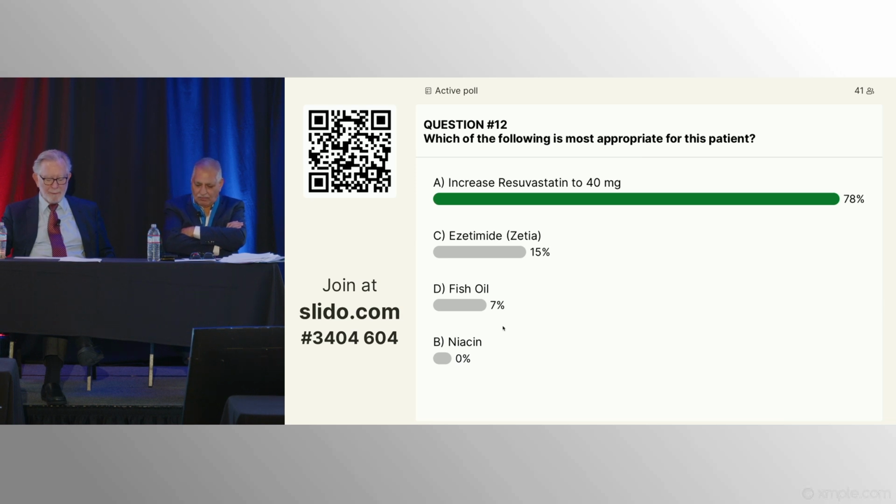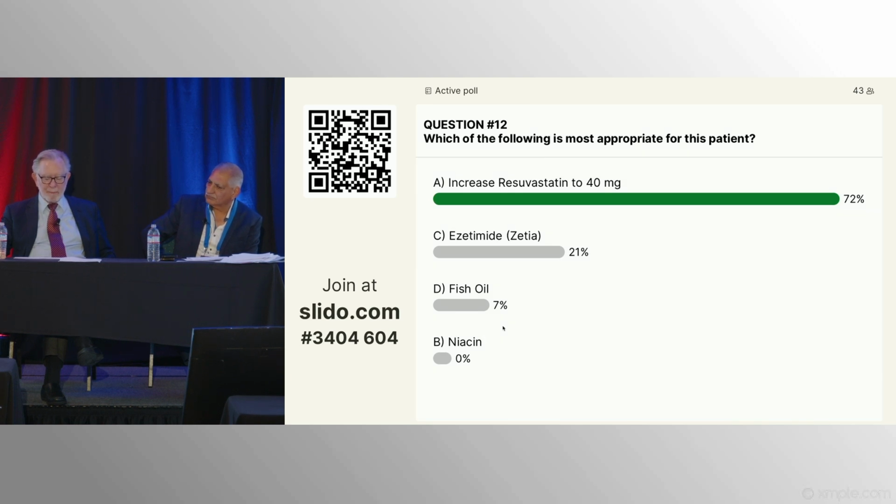So of the remaining answers, niacin has been largely discarded because the niacin trials just did not bear fruit. Traditional fish oil, no, although you heard earlier that the Vascepa preparation, the diethyl esters, did have a benefit, took longer, so the right answer here is ezetimibe.